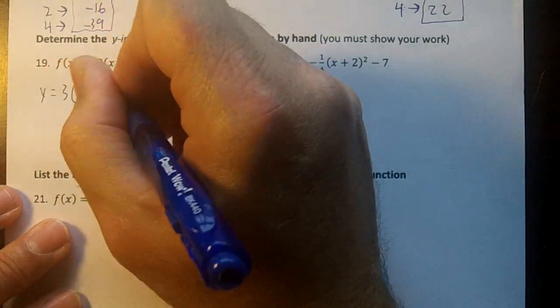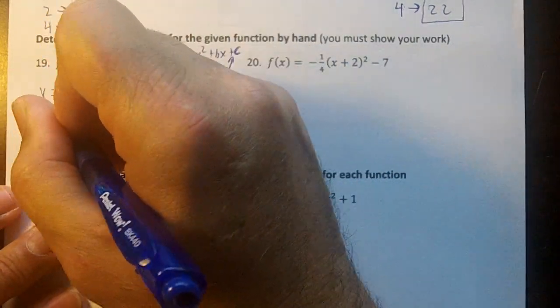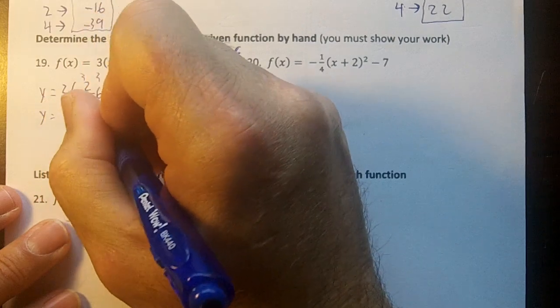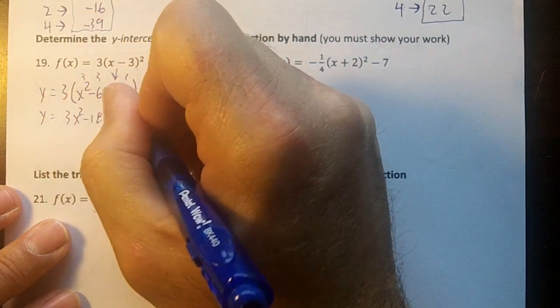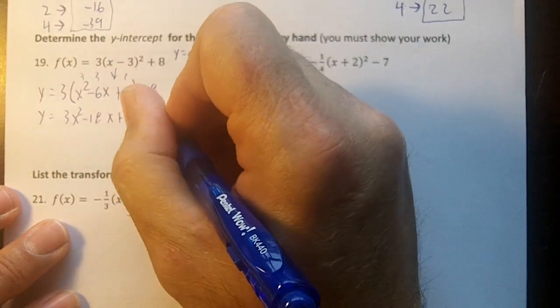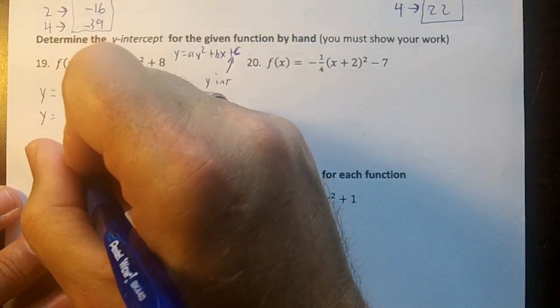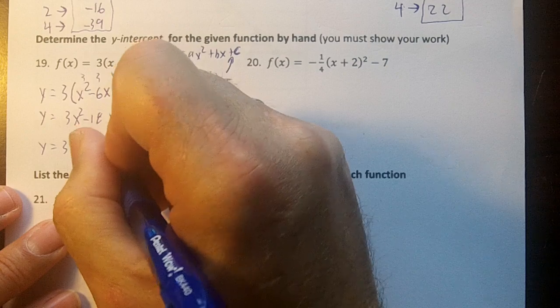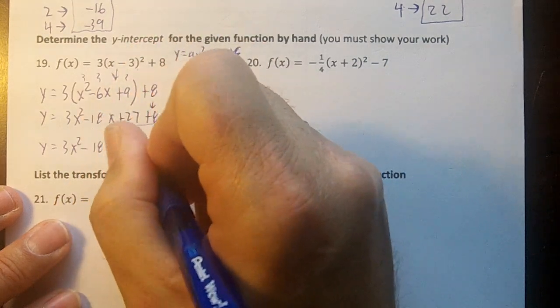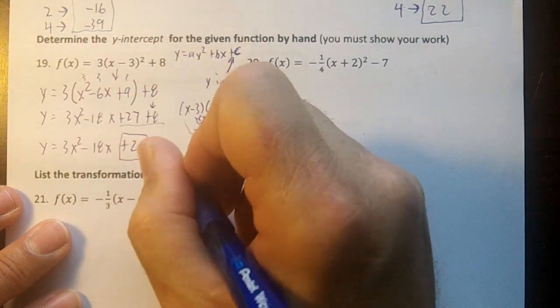Now then, distribute your 3. You're going to get y equals 3x squared minus 18x plus 27 plus 8. Drop the 8 and then combine these two. So y equals 3x squared minus 18x plus 25. This plus 25 is my y-intercept.